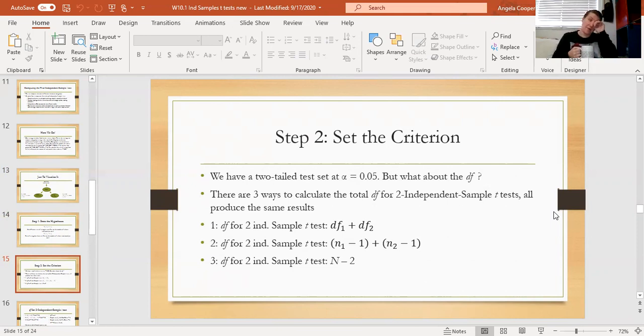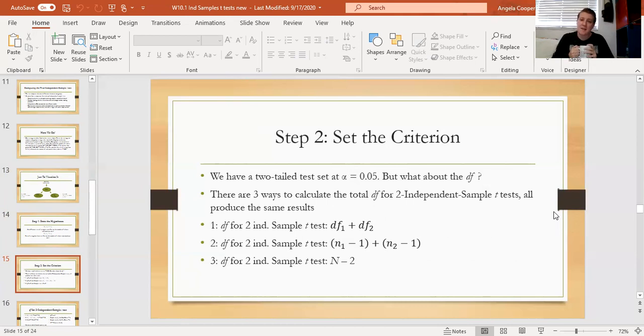Now, there are three different ways to calculate the total degrees of freedom for independent samples t-tests, but all of them are going to give you the same number. As long as you calculate it correctly, it's going to give you the same thing every time. Now, the first way is to find the degrees of freedom for your first group and add it to the degrees of freedom for your second group.